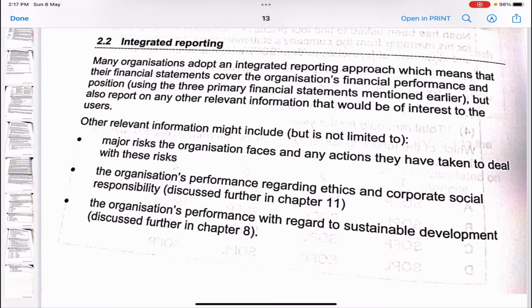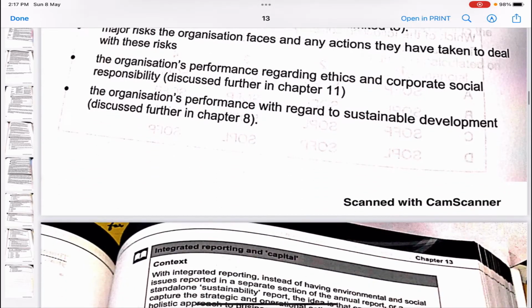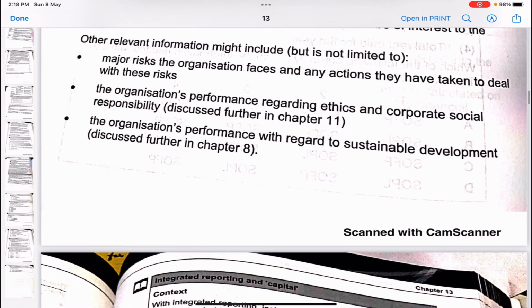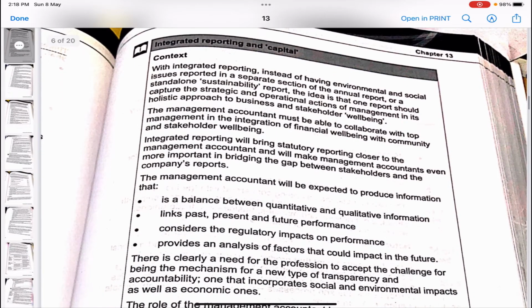So what does the other relevant information mean? It might mean the major risks the organization faces. Those statements must include what risks they are facing and any actions they have taken to deal with them. Then they have the organization's performance regarding ethics and corporate social responsibility, and the organization's performance with regard to sustainable development. So: ethics and corporate governance, corporate social responsibility, sustainable development, and the actions and risks they have taken.